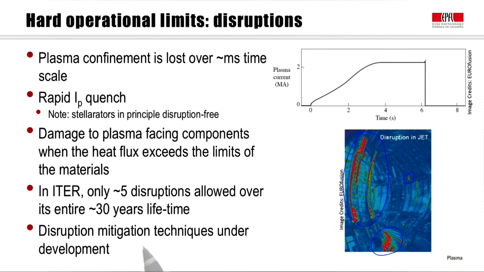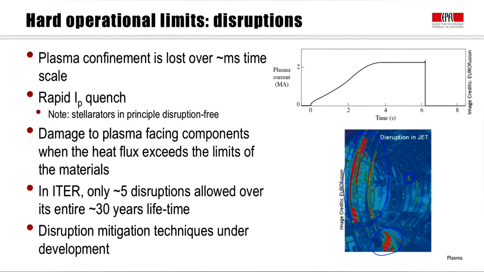So in a disruption, we can have damage to plasma-facing components when the heat flux exceeds the limit of the material. So if we look at future fusion devices, such as ITER, we can only have 5 disruptions that are allowed over its entire 30-year lifetime. And in fact, the problem of disruption is a major one that we are studying.